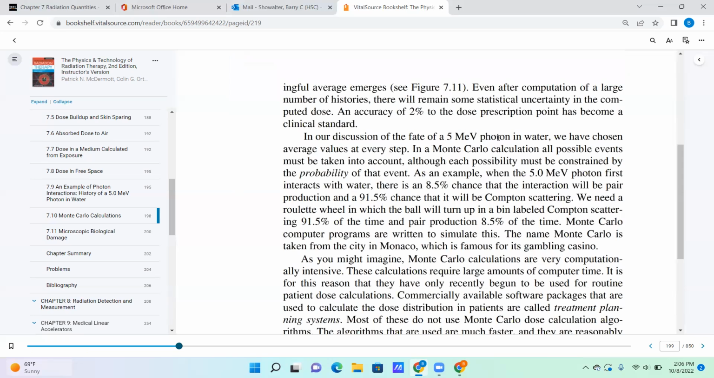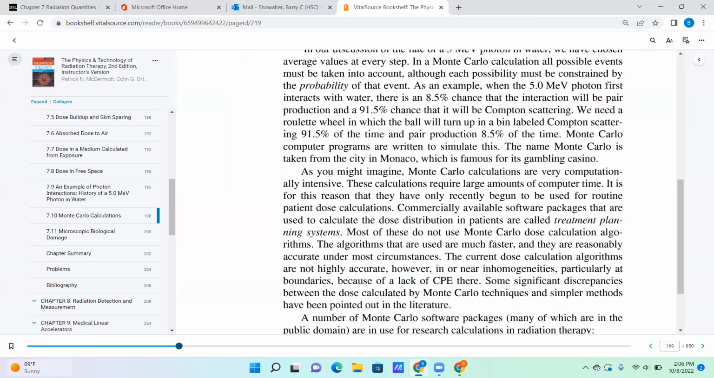So in the discussion of the 5 MeV photon in water, they chose average values at every step. In a Monte Carlo calculation, all possible events must be taken into account, although each possibility must be constrained by the probability of that event. So, for example, when the 5 MeV photon first interacts with water, there's an 8.5% chance that the interaction will be pair production and a 91.5% chance it'll be Compton scattering. So you need a roulette wheel in which the ball will turn up in a bin labeled Compton scattering 91.5% of the time and pair production 8.5% of the time.